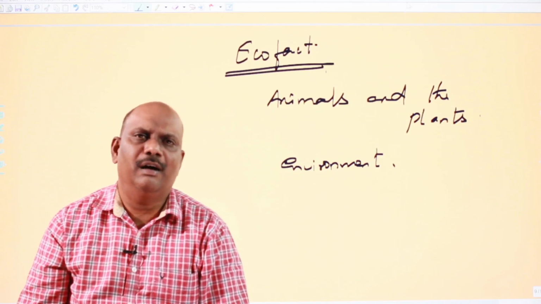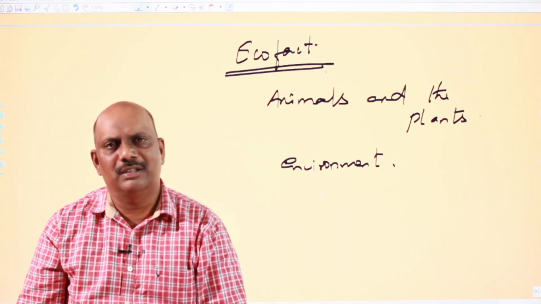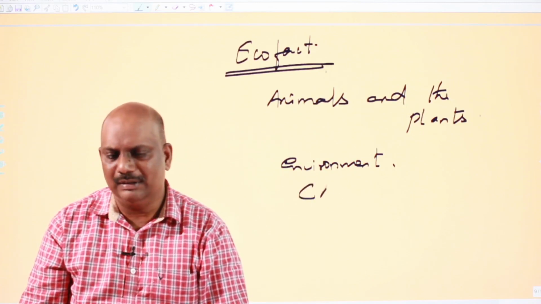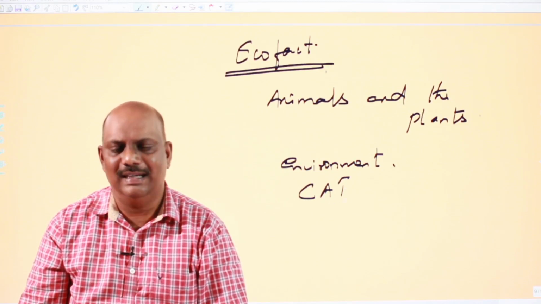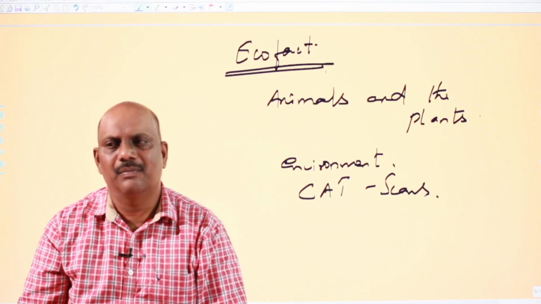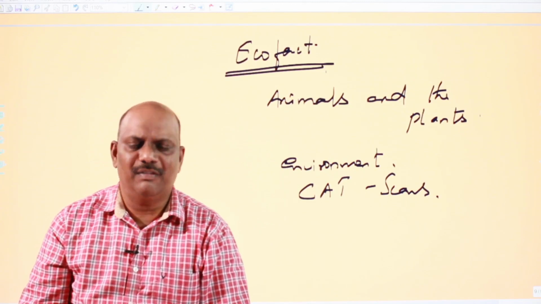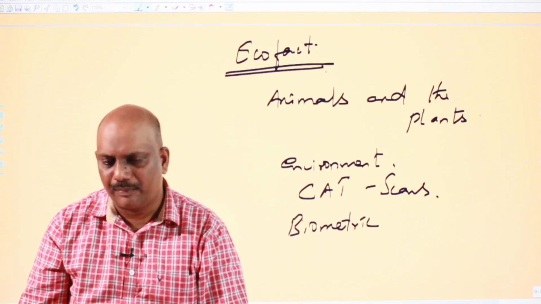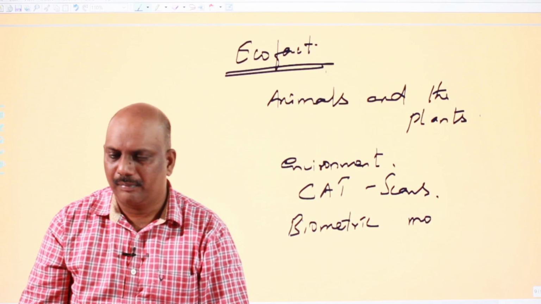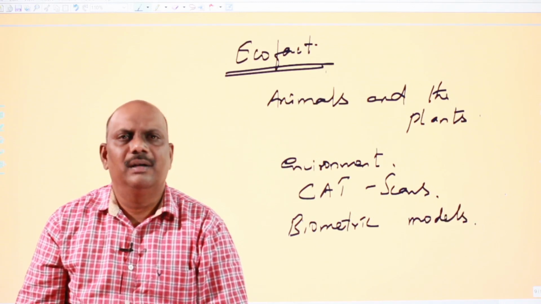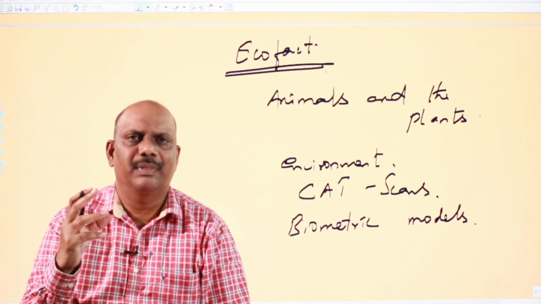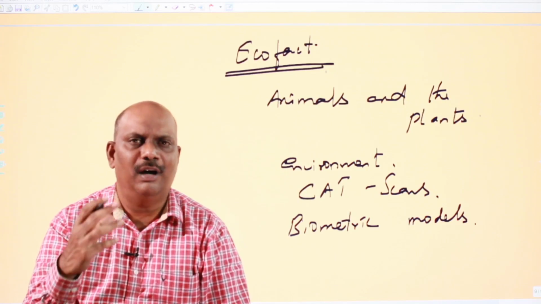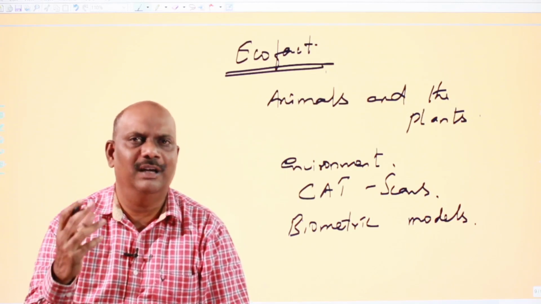And now we have a number of computer generated models, along with CT scans, computer assisted tomography, CT or CAT. Using these and a number of biometric models, it is now easy for an archaeologist to even give us an idea about how the animals looked, how they walked and how they moved, and how the environment was like, etc.